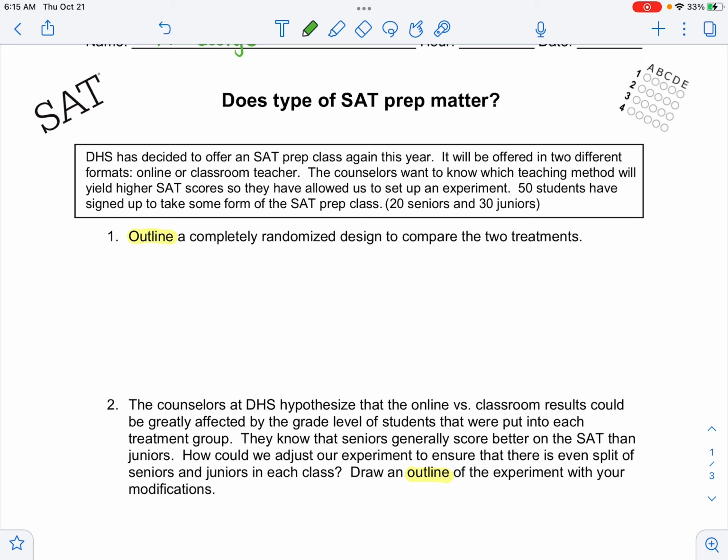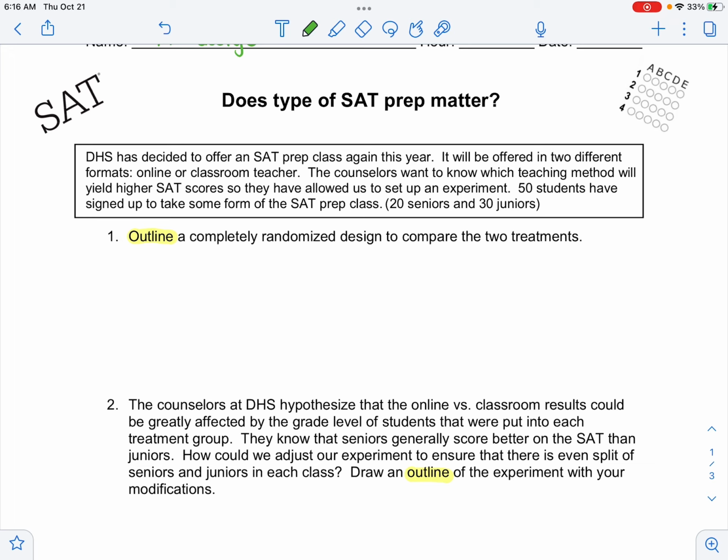So this one says DHS has decided to offer an SAT prep class again this year. It will be offered in 2 different formats, online or classroom teacher. The counselors want to know which teaching method will yield higher SAT scores, so they have allowed us to set up an experiment. 50 students have signed up to take some form of the SAT prep class. We've got 20 seniors and 30 juniors.